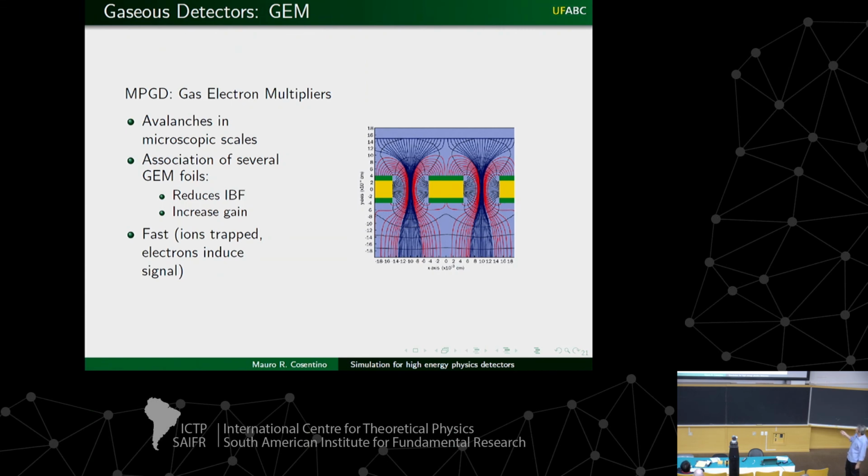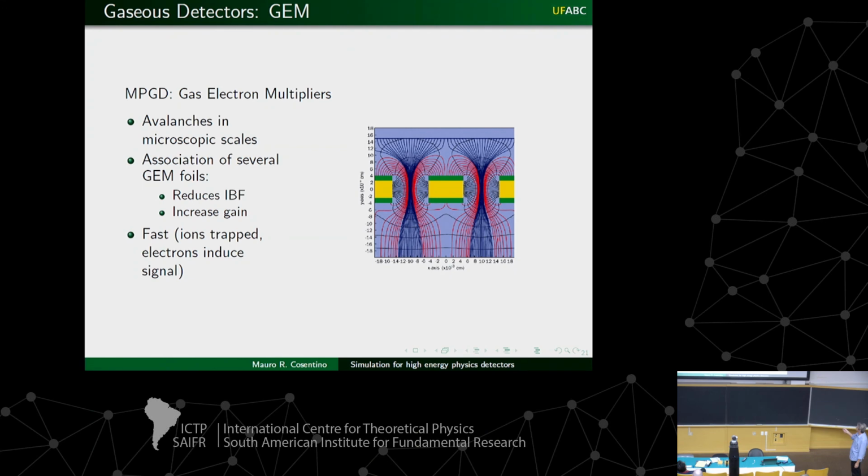One thing that we can do is to associate several of these foils. The electrons that were the output of the first multiplication will be the input of the next multiplication, and this will increase the gain. The other nice side effect is that this will reduce the ion backflow, which is very important for detectors such as a TPC. You don't want the ions that are created during the multiplication to go back to the drift area of your detector. You want them to be trapped around here.